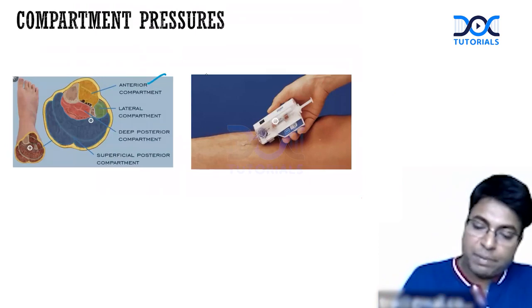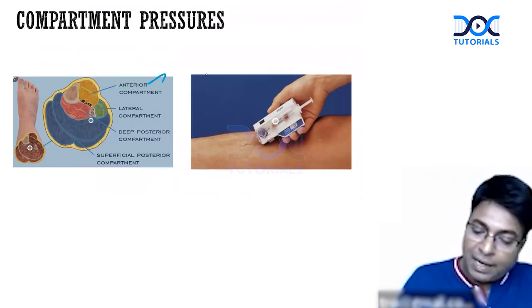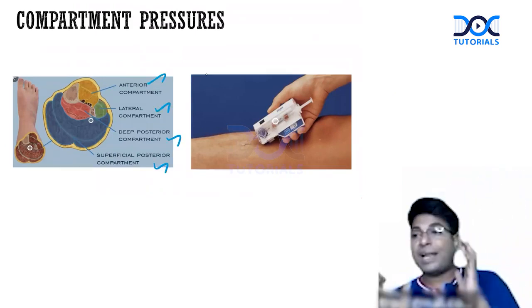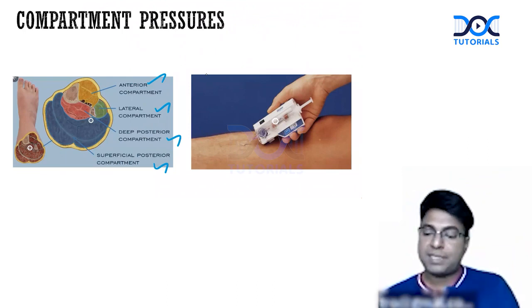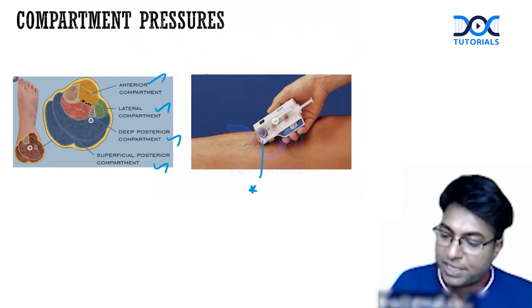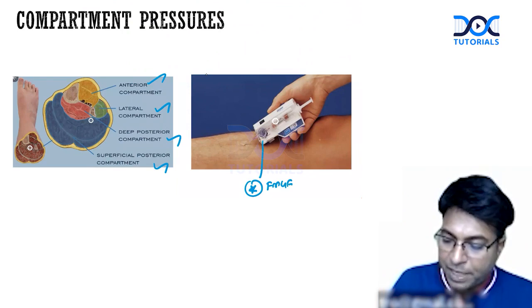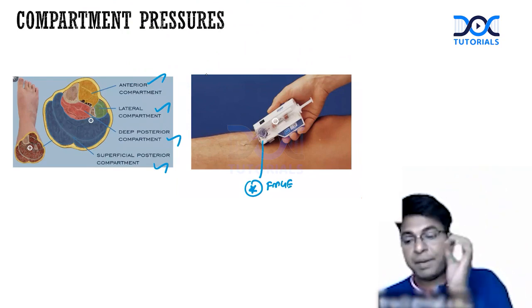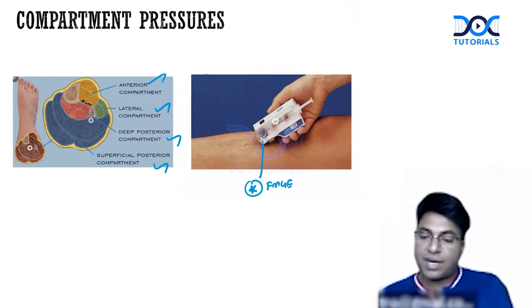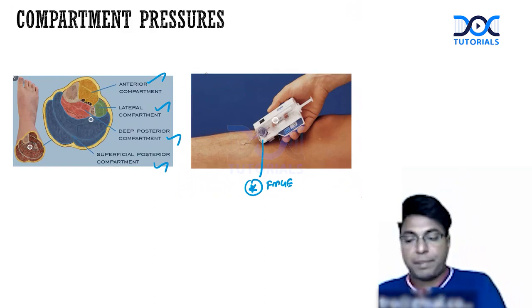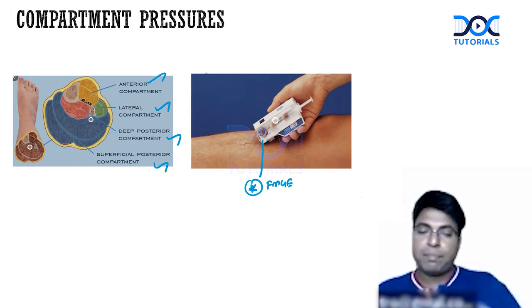Actually, in the leg we have 4 compartments: anterior, lateral, deep posterior, superficial posterior. This is an image-based question you can get in FMG exams. Please don't forget this. So this is a compartment pressure measuring catheter. It is a Stryker compartment pressure measuring instrument used to measure the compartment. It will show you the compartment pressures.